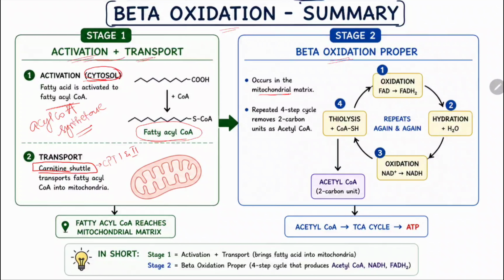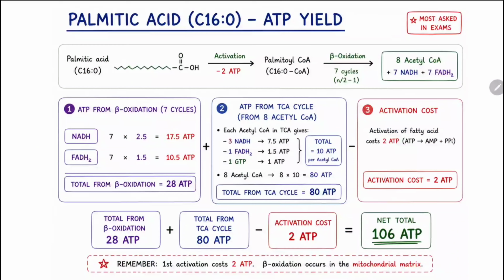Now once this fatty acid molecule reaches the mitochondrial matrix, it undergoes a 4-step cycle, that is oxidation, hydration, oxidation, and thiolysis, and with every cycle you will see 2 carbons are removed as acetyl CoA, and you will also see there is liberation of FADH2 and 1 NADH molecule. So this is the summary of beta oxidation.